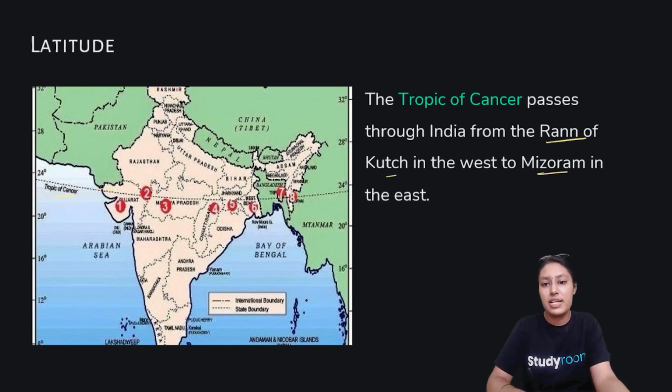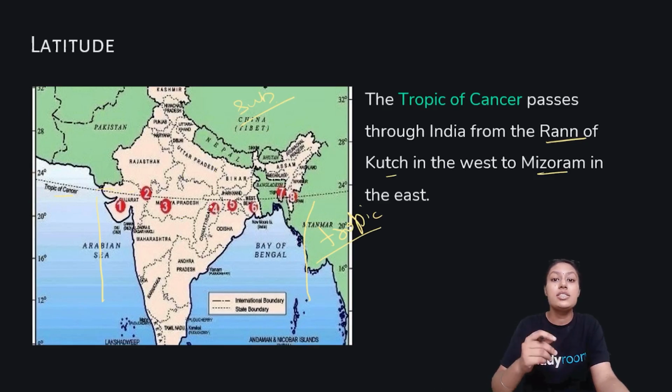Now, what does this mean? When the Tropic of Cancer passes through the Rann of Kutch till Mizoram, this means that the southern part of India, below the line, is the tropic region. We call it the tropical region. The north side of the Tropic of Cancer is the subtropical region. So in India, we see several characteristics.